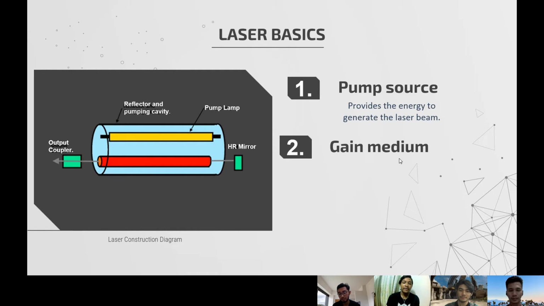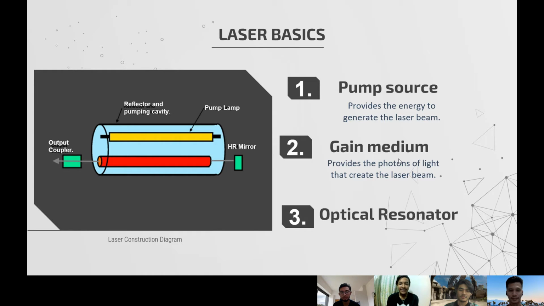Every laser cutting tool consists of three components. First is the pump source, which provides the energy to generate the laser beam. The second is the gain medium that provides the photons of light that create the laser beam. And the third component is the optical resonator, which is a set of aligned mirrors that reflect and amplify the photons, creating an intense directional beam of light.